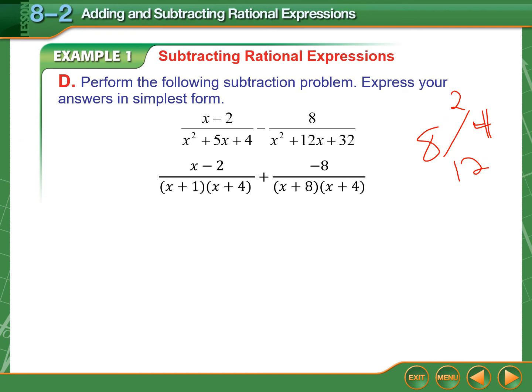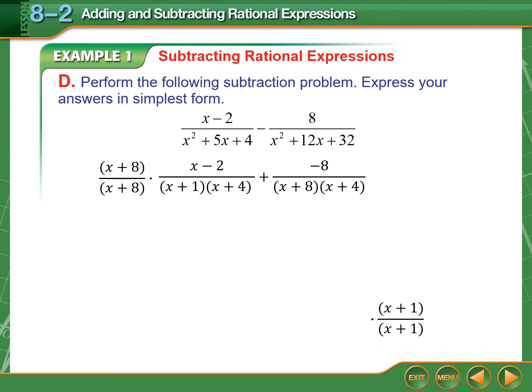All right, so what do we need for the left rational expression? What do we need for the left fraction? I have an x plus 1 and x plus 4, and over there there's an x plus 8 and x plus 4. So obviously the left needs an x plus 8. What does the right need? X plus 1. And now they look the same. Now it's time for multiplying.